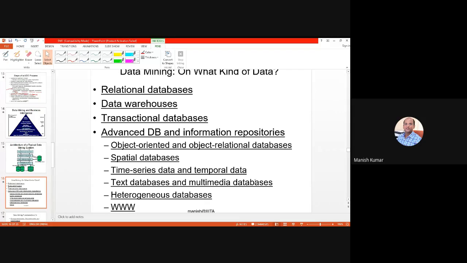Then advanced databases or any sort of repositories, which may be object-oriented or object-relational, spatial, time series, temporal, text databases, multiple databases, heterogeneous databases, or the World Wide Web. Any data you look at, I can do mining on that.